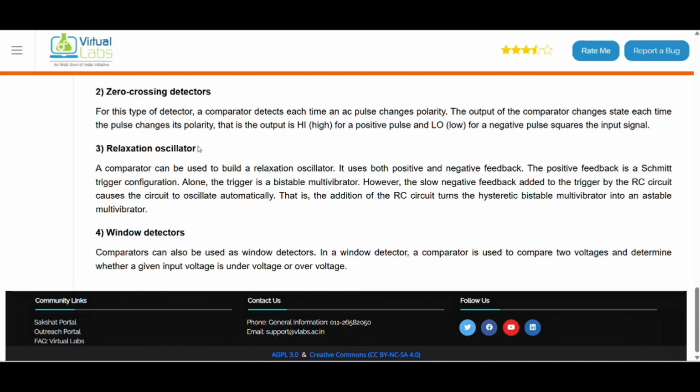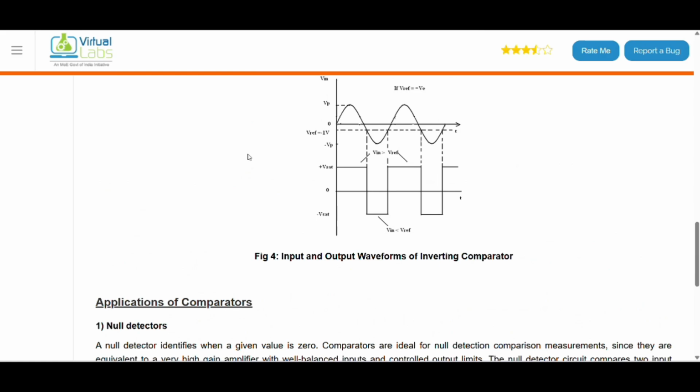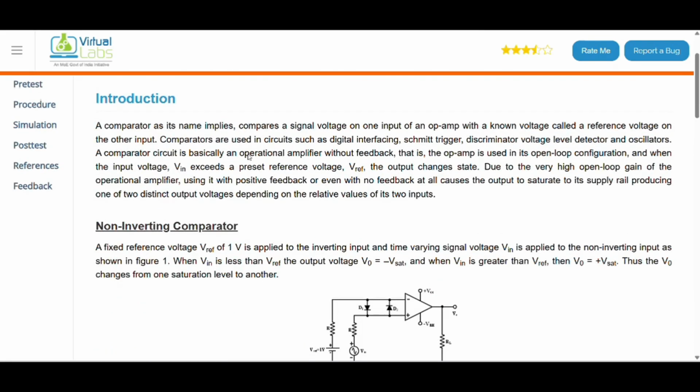Comparators can also be used as window detectors. In a window detector, a comparator is used to compare two voltages and determine whether a given input voltage is under voltage or over voltage. So that's all for applications of comparators. Next, we're going to see about procedure.